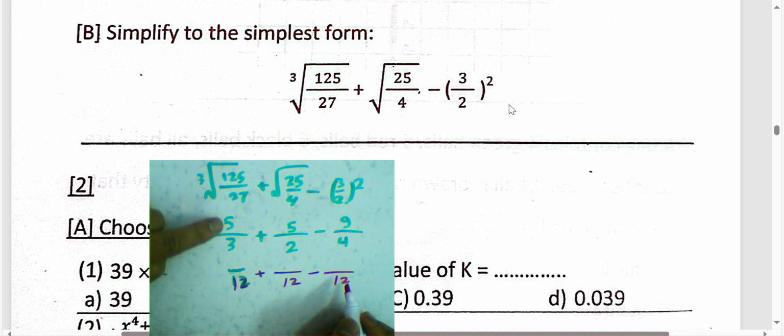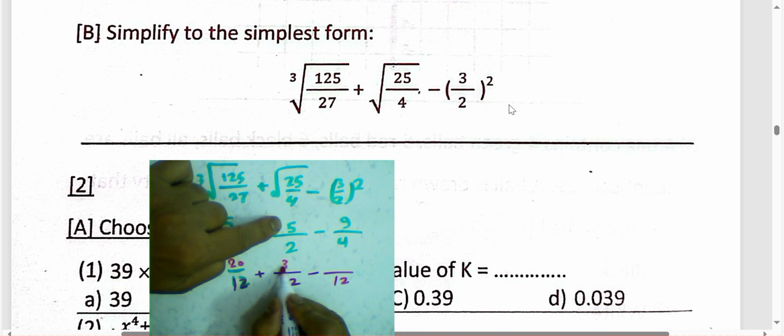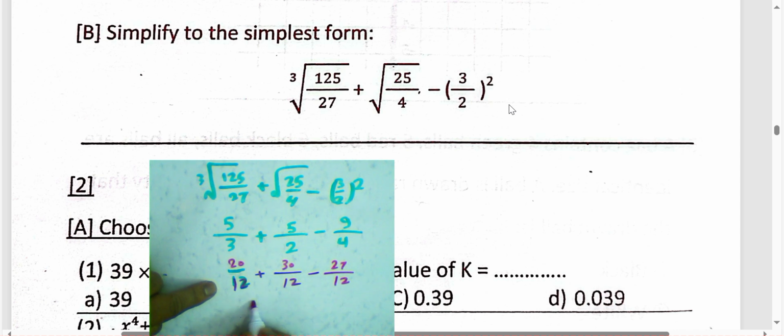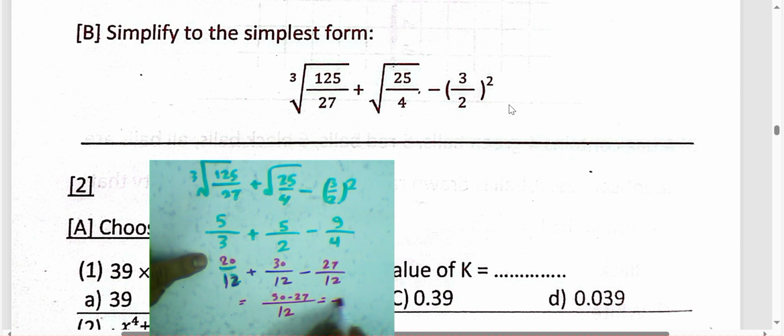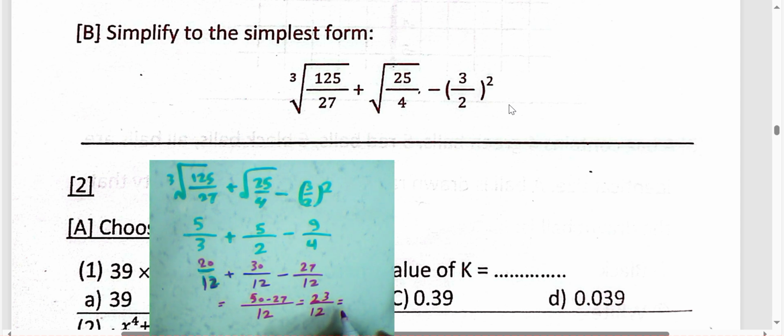3 times 4 is 12, 4 times 5 is 20. 2 times 6 equals 12, 5 times 6 equals 30. 3 times 4 is 12, 3 times 9 equals 27. Then write 12 in the denominator, and 20 plus 30 equals 50, minus 27. Write 12, and 50 minus 27 equals 23. The result will be 23 over 12. Then in simplest form, 12 goes into 23 once, and the remainder equals 11. The result will be 1 and 11 over 12.